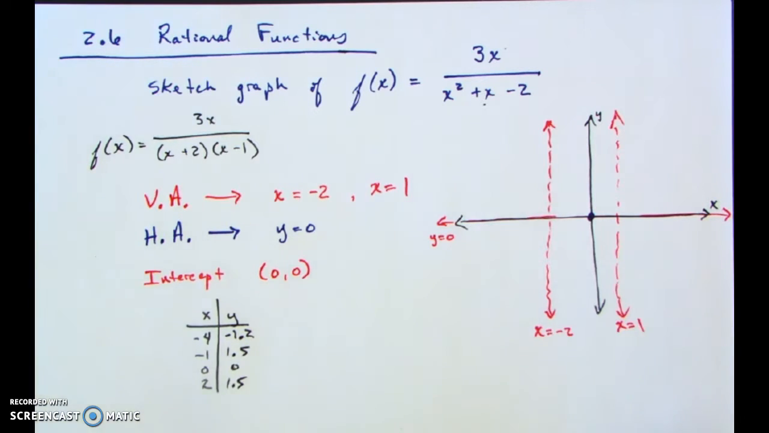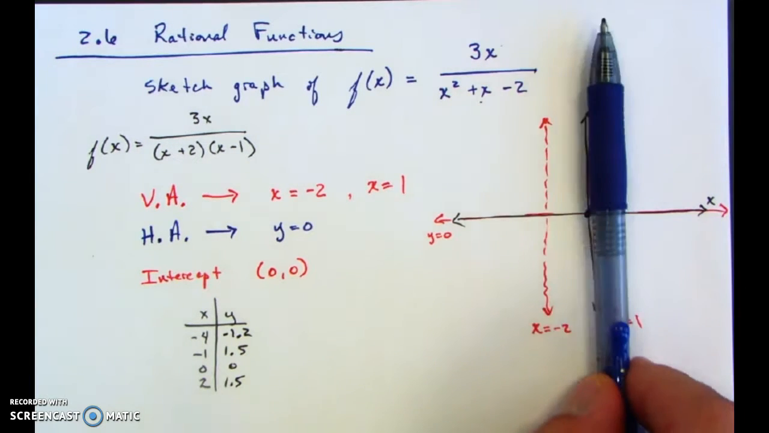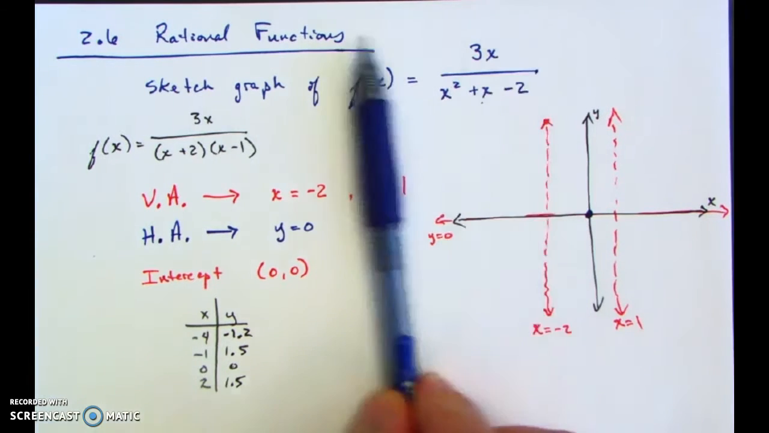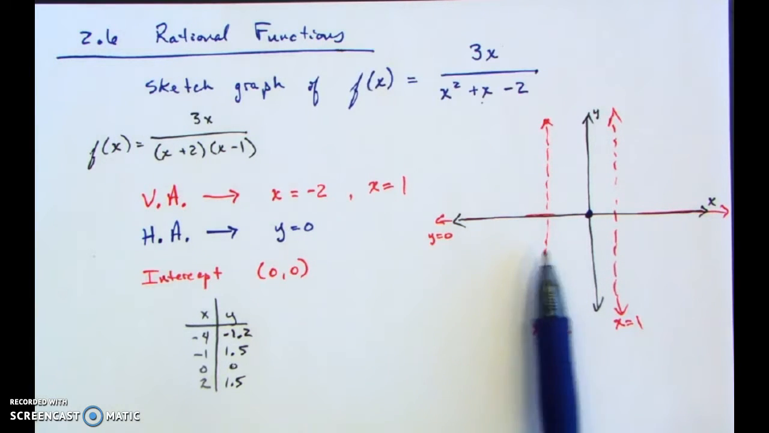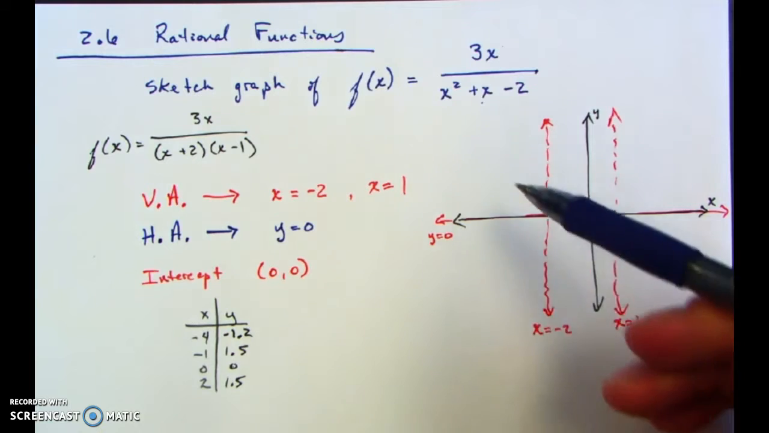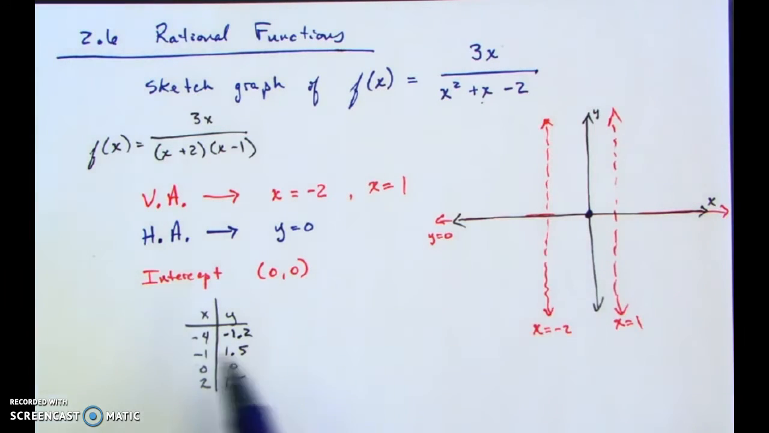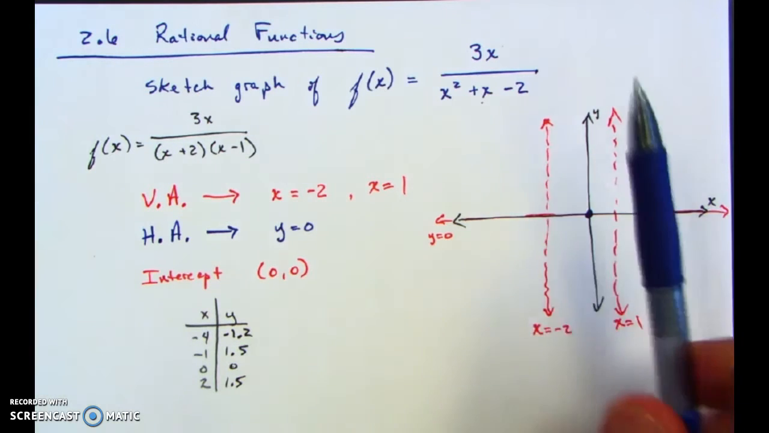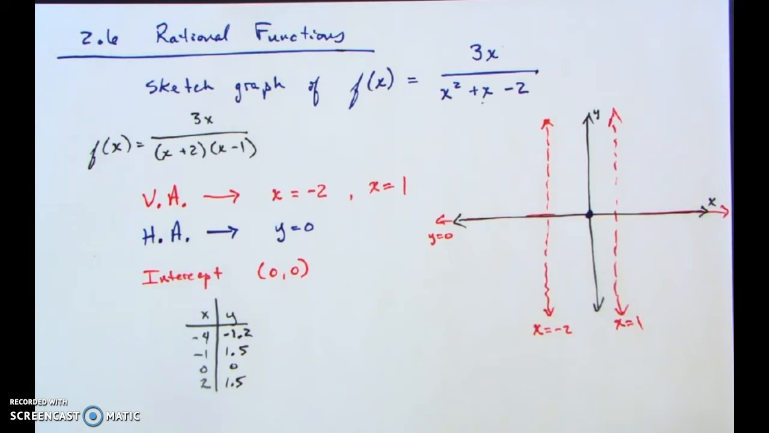What I did as far as plugging in points, because I knew where my asymptotes were, I picked -4 because that's on this side of this vertical asymptote, and it'll give me an idea where those points are going to fall. And then I picked -1 and 0 because that's in between these two, and then I picked the number 2 because that's on the other side of this vertical asymptote.